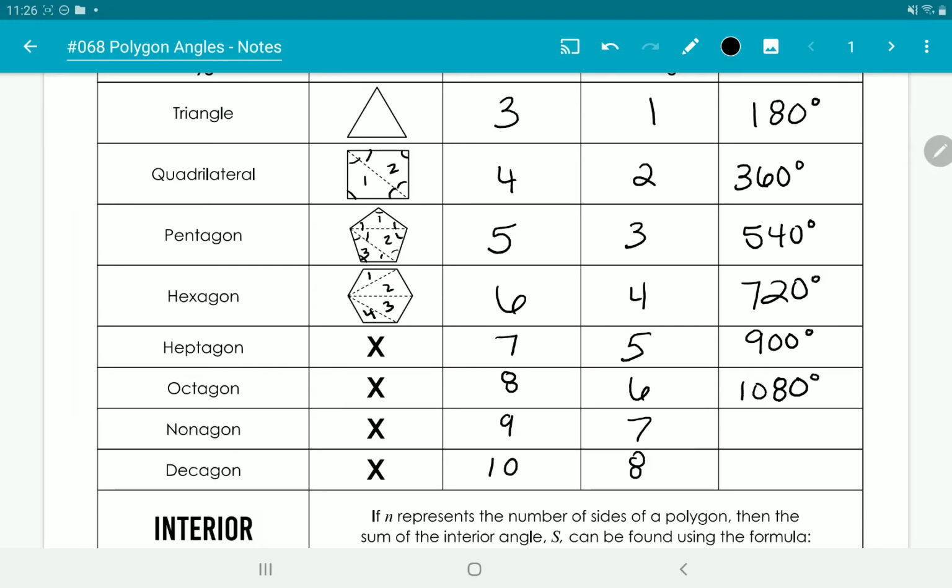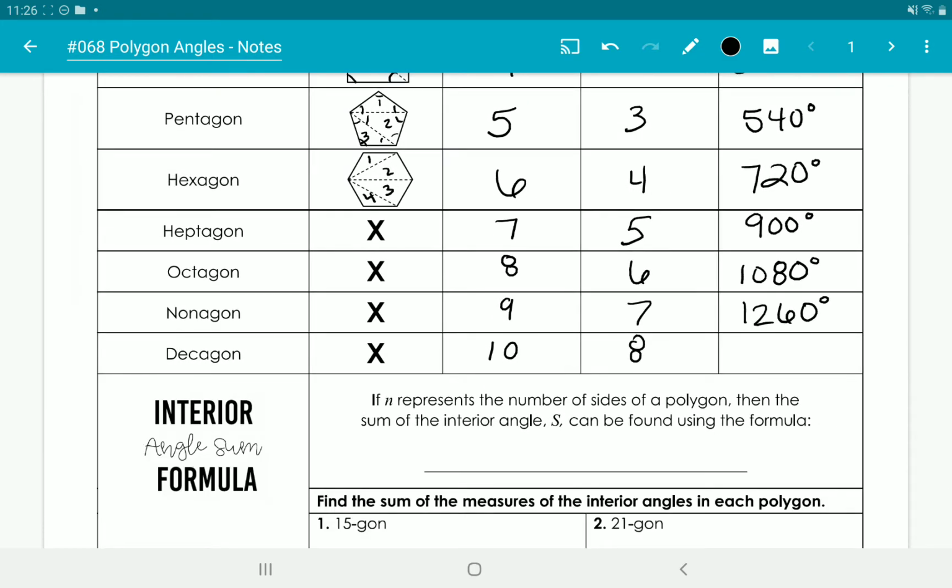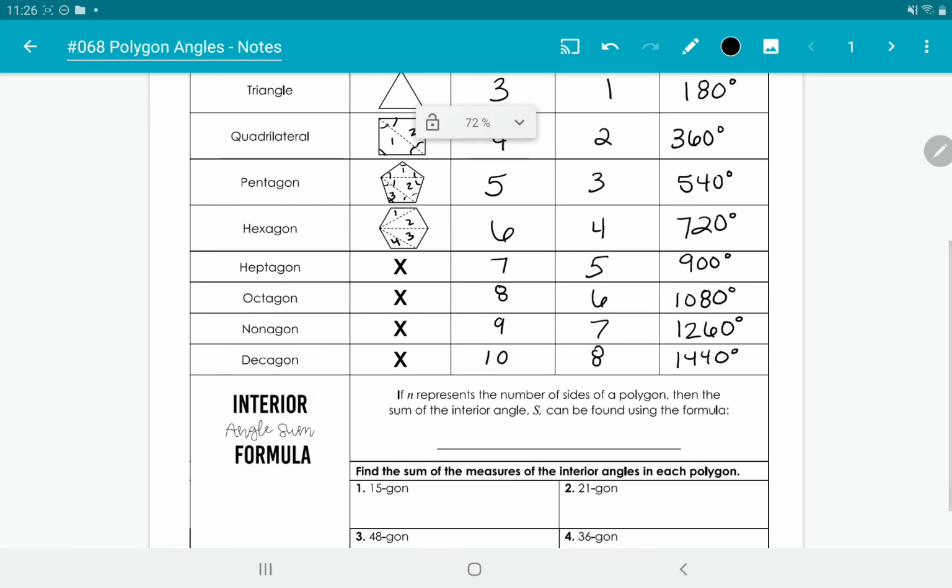Okay, 9-sided figure is a nonagon. It's going to have 7 triangles, which if you do 7 times 180, you're going to get 1260. So every nonagon or 9-sided figure is going to have 1260 if you add together all of their interior angles. And lastly, a decagon, a 10-sided shape. It's going to have 8 triangles, so it's going to have 1440.